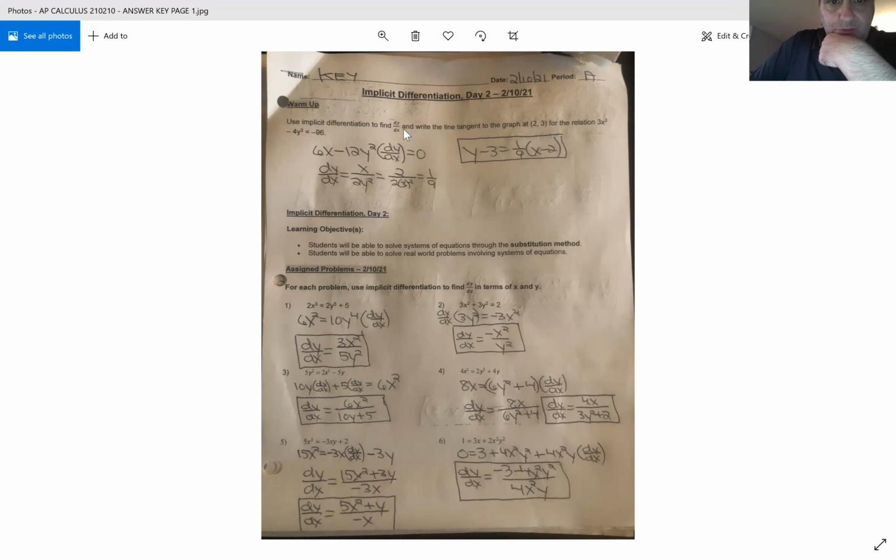So this is one we just derived through the power rule, as you can see here. And then when we solve for dy/dx, we end up with 6x over 12y squared, which simplifies to x over 2y squared. Then we find the slope at (2, 3). So we end up with 2 over 2 times 3 squared, which simplifies to 1/9. And over here is your tangent line.